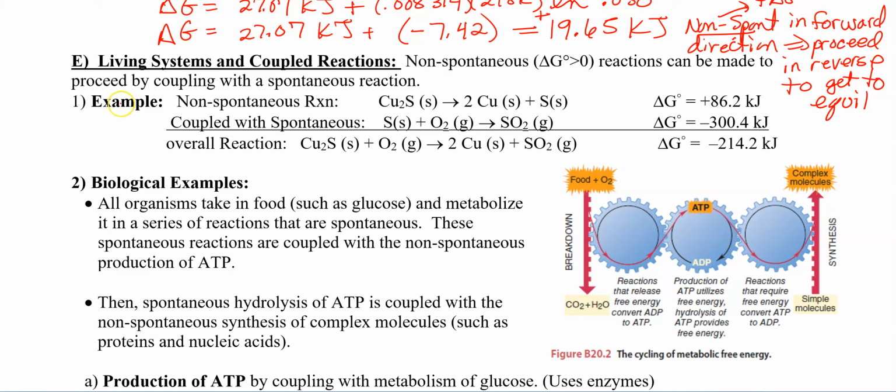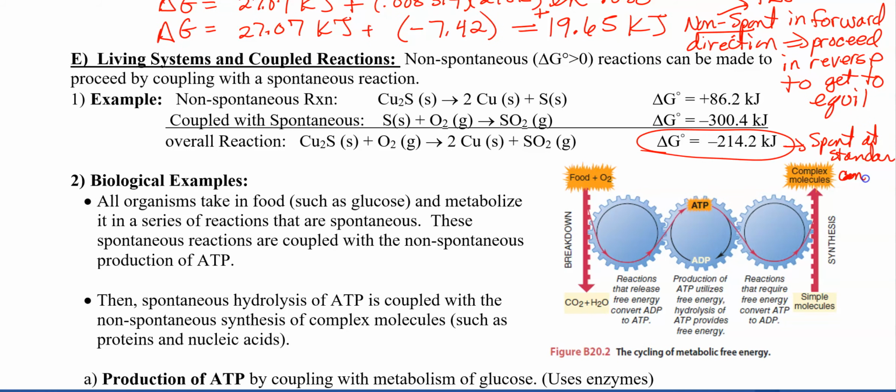So in this example, we have a non-spontaneous reaction at these standard conditions where you have a positive 86.2, so it's non-spontaneous, but you could couple it with a spontaneous reaction, right? Delta G naught that has negative 300.4. And so if you did, and you just add up those two equations, you get this total equation, and you can add up your delta G's, and you obviously get a delta G naught, which is going to be spontaneous at those conditions, right? At standard conditions.